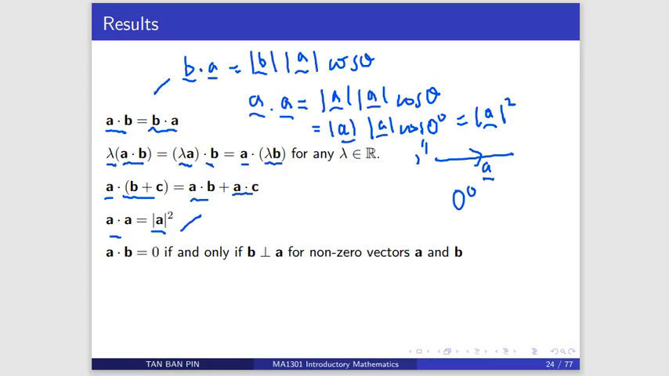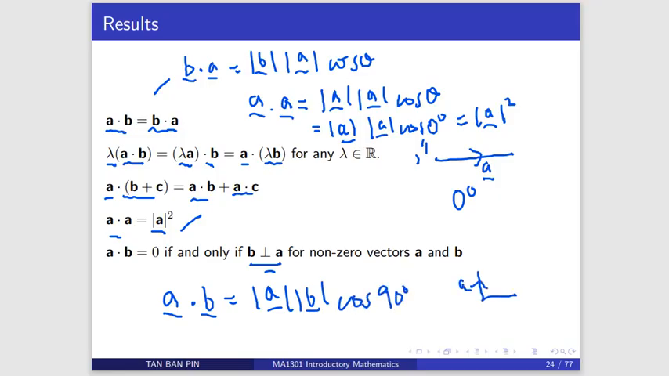And if two vectors are perpendicular, then the dot product should be 0, because A dot B will be magnitude of A, magnitude of B, cosine 90. If two vectors are perpendicular, so vector A, vector B will be at 90 degrees. But cosine 90 is 0. So 0 times magnitude of A, magnitude of B is still 0. So that's why A dot B will be 0 if A and B are perpendicular. So you can use this to show two vectors are perpendicular to each other.